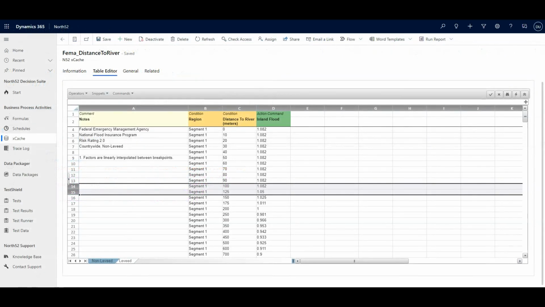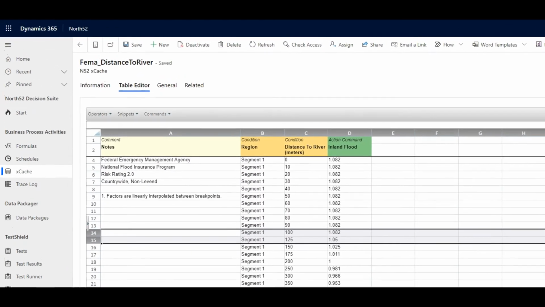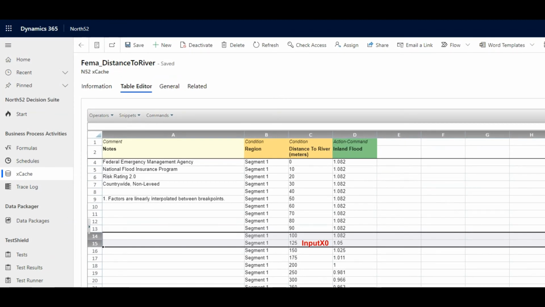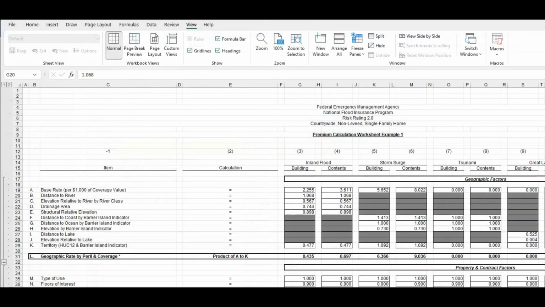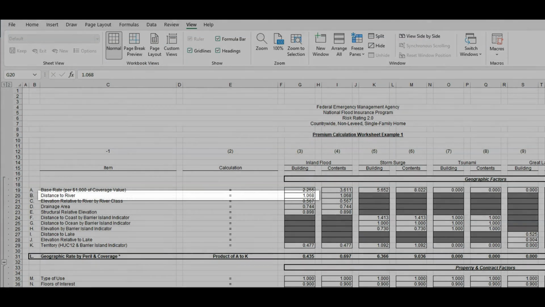X is 111.2, the distance to river property parameter value. Input x0 is 125, the distance to river xCache table upper value. Input x1 is 100, the distance to river xCache table lower value. Input y0 is 1.05, the inland flood xCache table upper value. And input y1 is 1.082, the inland flood xCache table lower value. After execution, the interpolation function returns a value of 1.068. This can be cross-checked with the expected value as shown in Example 1 Excel reference workbook.